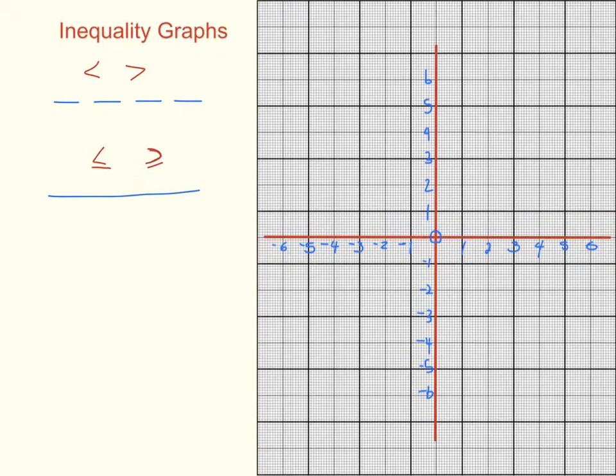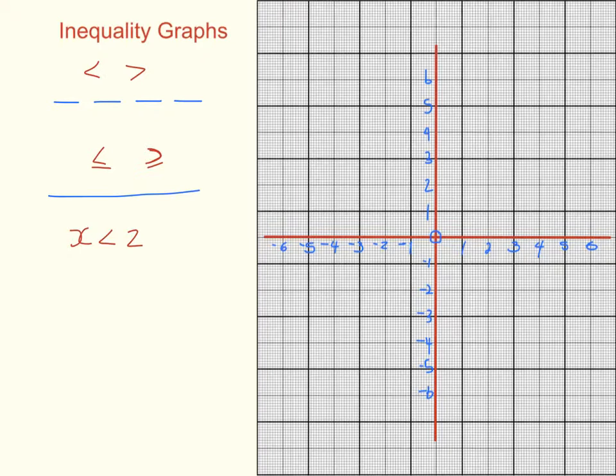For example, we want to do x is less than 2. Well, x equals 2 is just here, on the x-axis. Because it's just less than, it means we need a broken line for that. So we're going to represent that using a broken line.